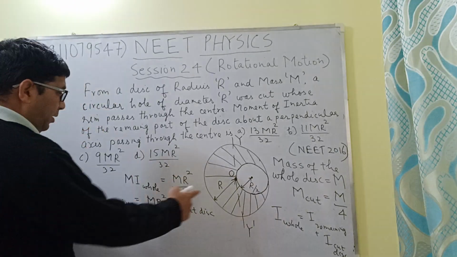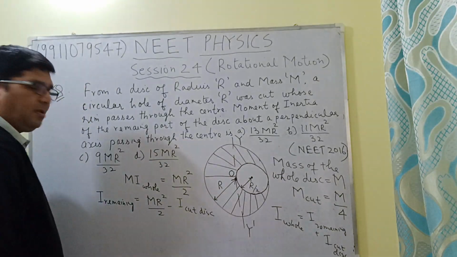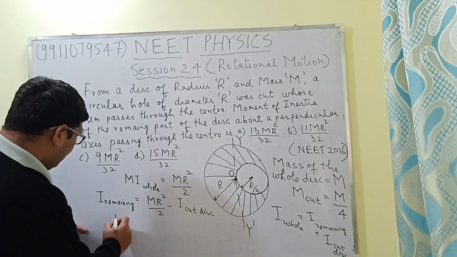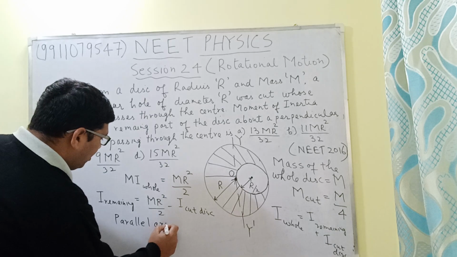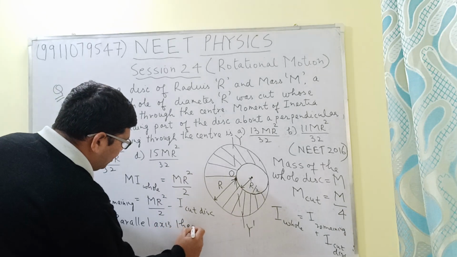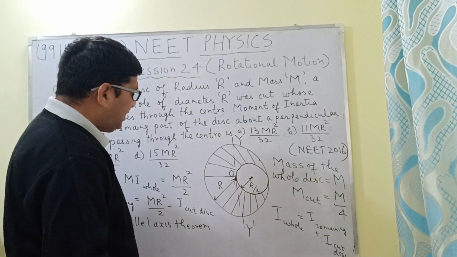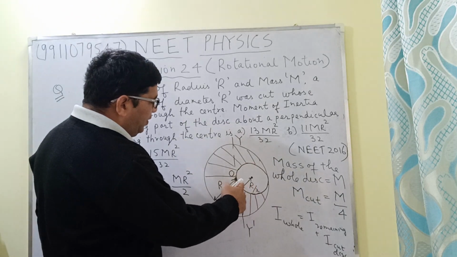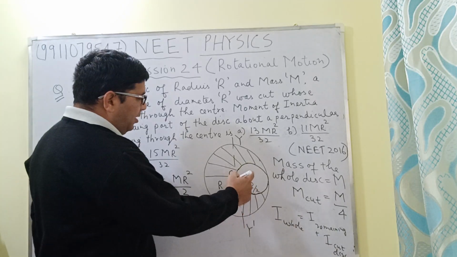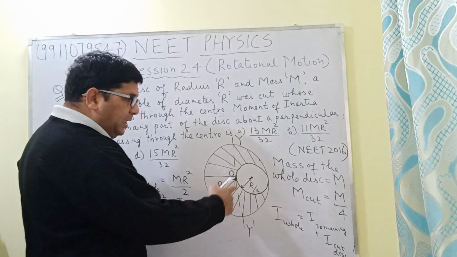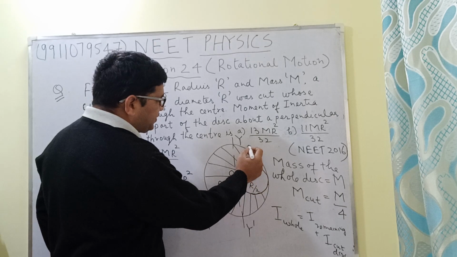In order to find the moment of inertia of this cut disk, we will be using the parallel axis theorem. Now, what is the parallel axis theorem? The parallel axis theorem says that the moment of inertia of any object is equal to the moment of inertia about an axis which is passing through the center of mass.